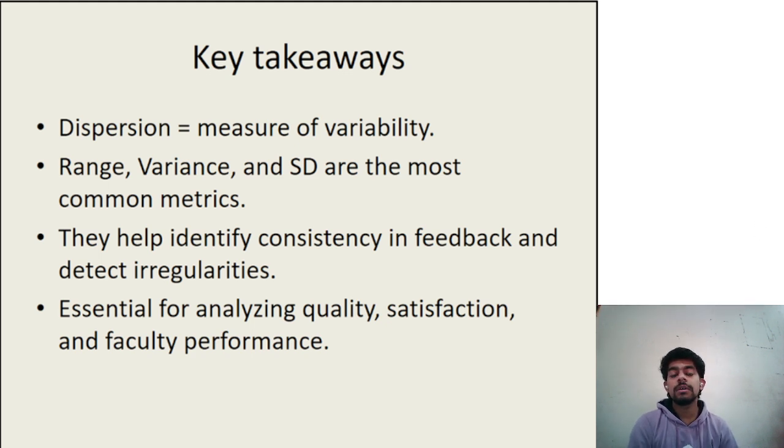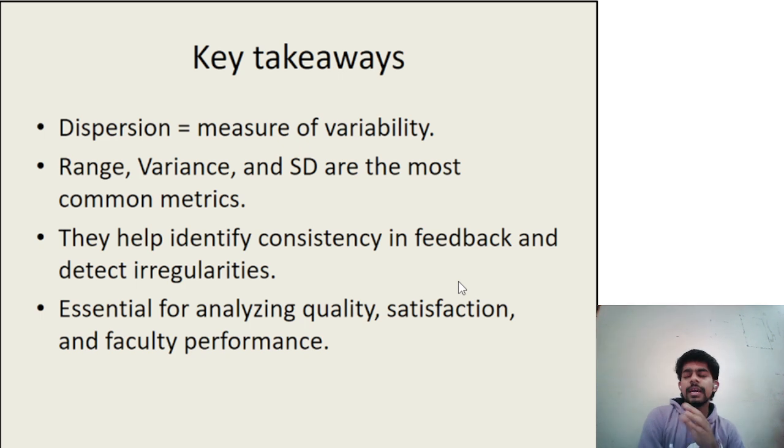So let's discuss the key takeaways from question first. First is dispersion. We have to remember always that dispersion is the measure of variability. And for dispersion, we have three common measures: range, variance, and standard deviation. They are the metrics that help us to determine the variability or dispersion in any smaller or larger data sets. They help identify consistency, strength in feedback, and detect irregularities, essential for analyzing quality, satisfaction, and faculty performance.